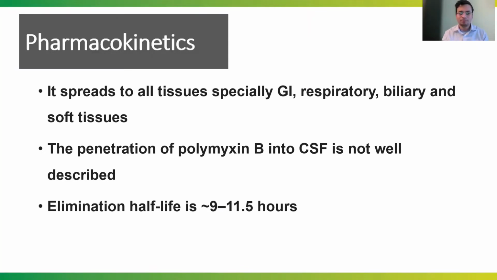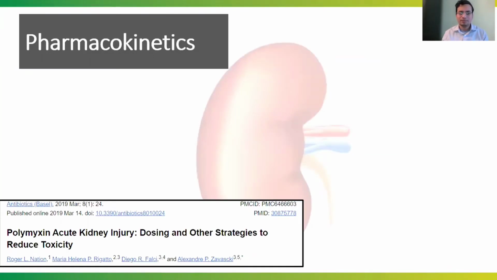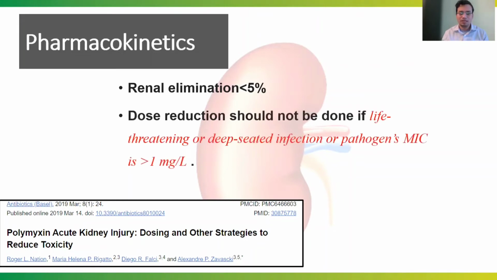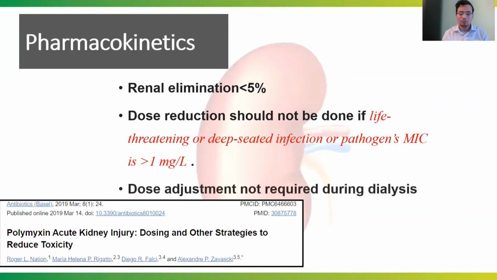Despite the large volume of distribution, the elimination is rather fast, with a half-life of about 9 to 12 hours, and eliminated predominantly via non-renal mechanisms. So typically, less than 5% of an intravenous dose of polymyxin B is excreted in urine unchanged. Therefore, renal-based dose reduction is not relevant for polymyxin B. If a decrease in creatinine clearance occurs during the therapy, the polymyxin B daily dose should not be decreased, particularly in a patient with a life-threatening or deep-seated infection, or if the pathogen's MIC is more than 1 milligram per liter on the sensitivity pattern.